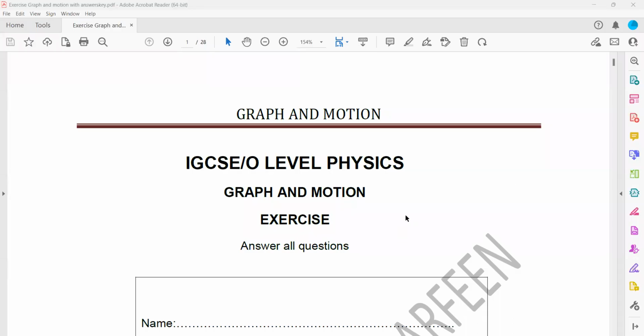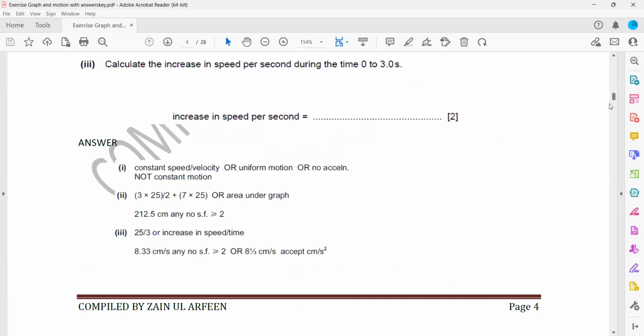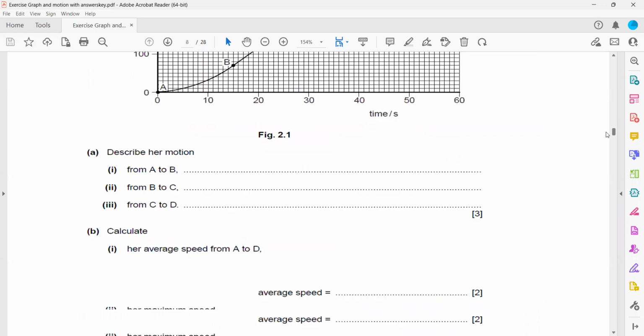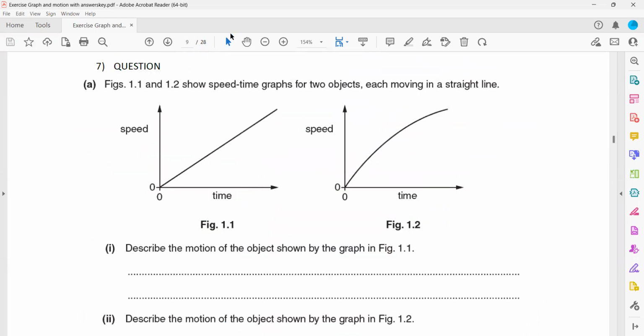So, exercise related to the graphs and motion. We'll do the questions from this, starting with question 7. Two graphs are there, both are speed time graphs, but showing different trends. Describe the motion of the object shown in the graph in figure 1.1.